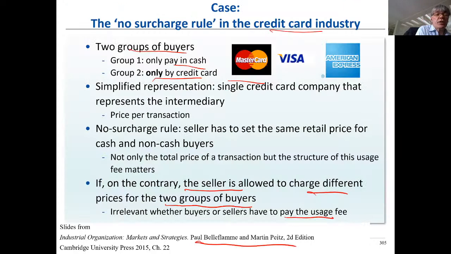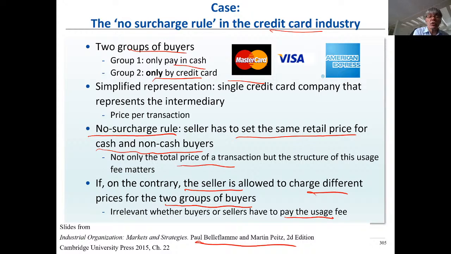However, you might remember, or I don't know whether you know that, but there is very often a so-called no surcharge rule imposed by these credit card companies on merchants. And that no surcharge rule tells the sellers, the merchants, if they want to accept this credit card, they have to set the same retail price for cash and non-cash buyers. Of course, now it's different here.